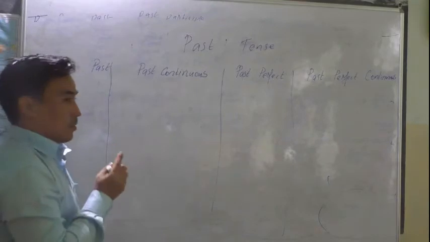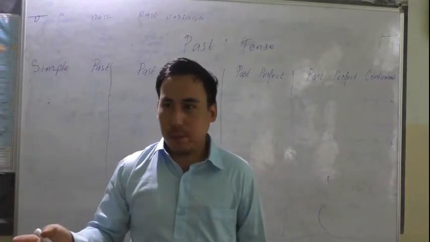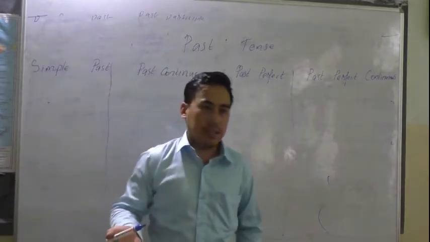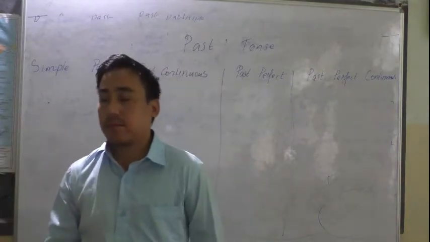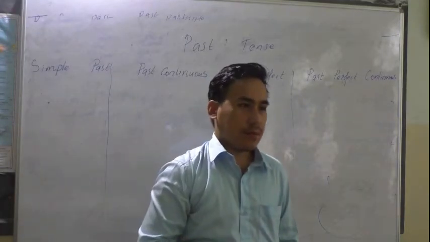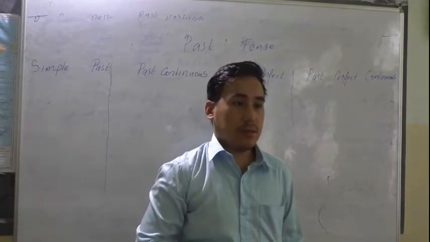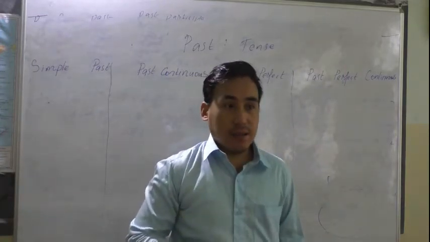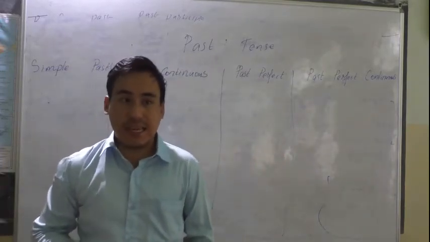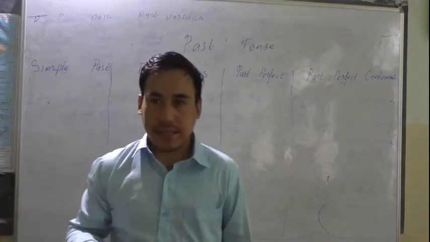So, we have talked about present tense: simple present, present continuous, present perfect, present perfect continuous. Yes or no? Are you clear about that? I think you're clear, right? Give me an example of simple present tense. He goes to school every day. Present continuous. He's eating. Verb in ing. Yes or no? Perfect. He has eaten. They have eaten. Perfect continuous. He has been eating. They have been eating.